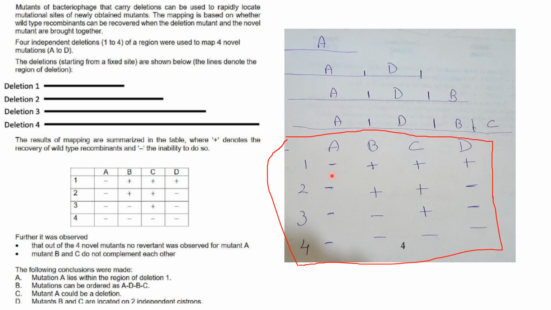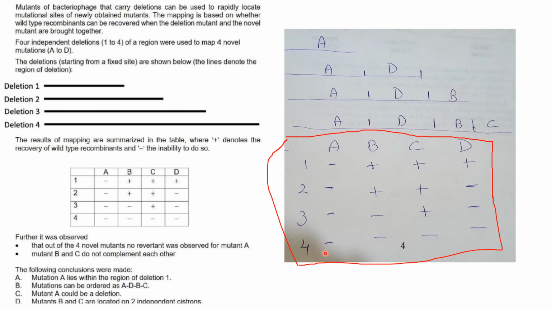So in the first one, A is absent, but B, C, D are present. So A is deleted. So it will be A there in the first one. In the second one, A and D are deleted. So up till here, it should be A. So this region must be of D. So A and D. In the third one, A, B and D are deleted. You know the position of A and D now. So whatever remaining will be that of B.